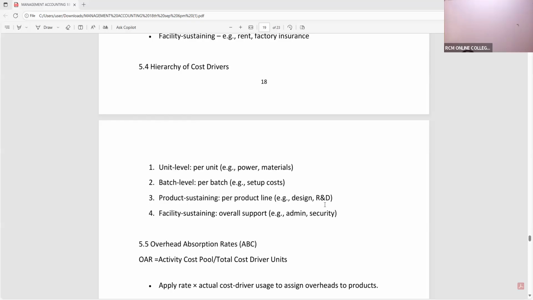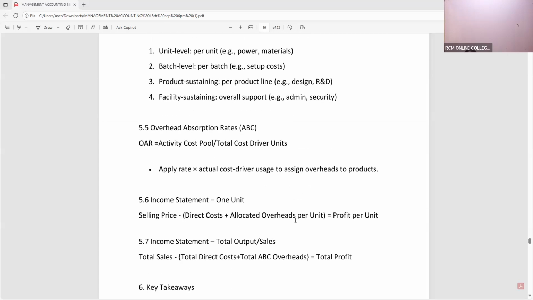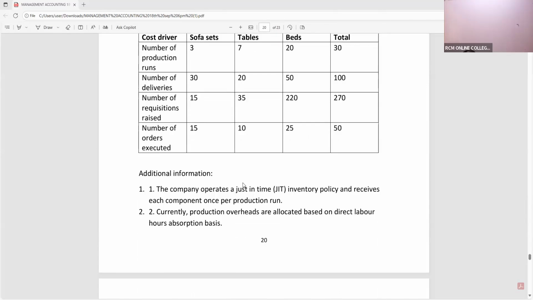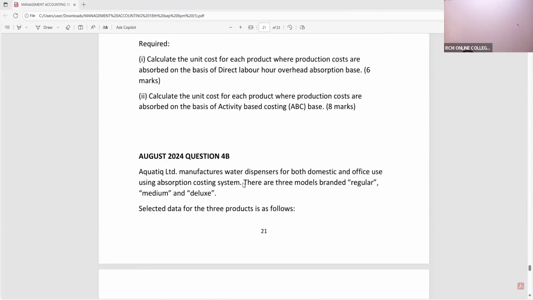Design, research and development. Then we have facility sustaining overall support, e.g. administration, security, etc., that you may not be able to understand very well. So, of course, the others are not very relevant. The most important thing now is for us to appreciate this one question.